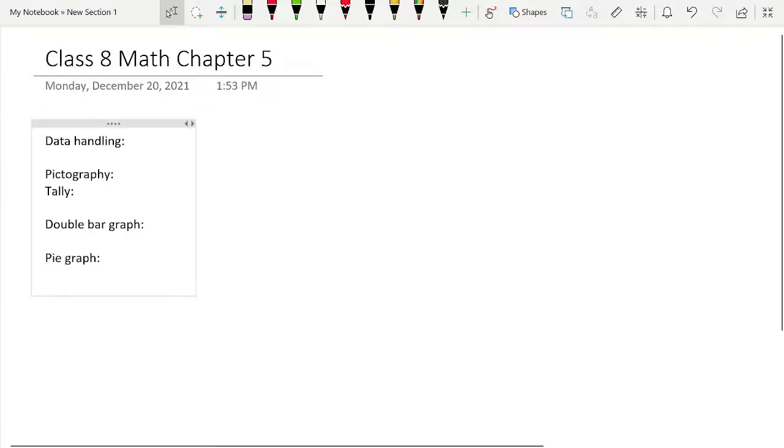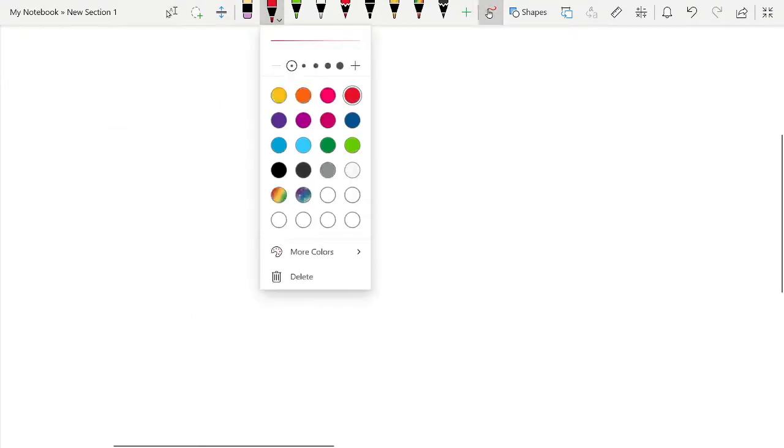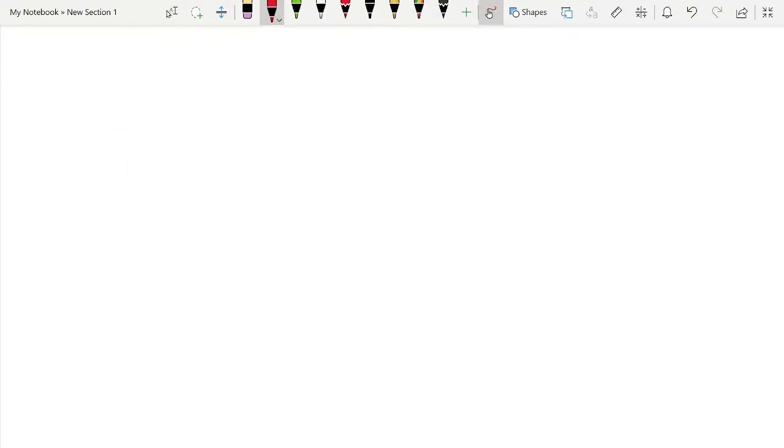In today's video we're going to be exploring class 8 maths chapter 5, data handling. So to start with, they talked about what is a pictograph. Not pictography, sorry, a pictograph. Now, a pictograph is nothing much but just a graph represented with pictures.